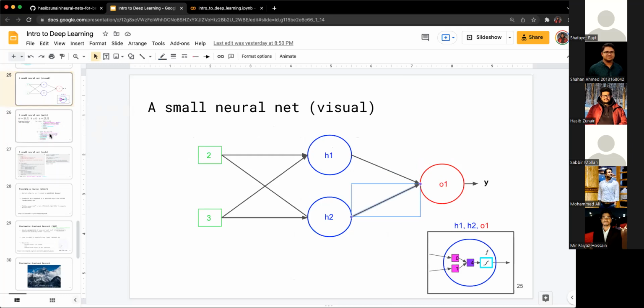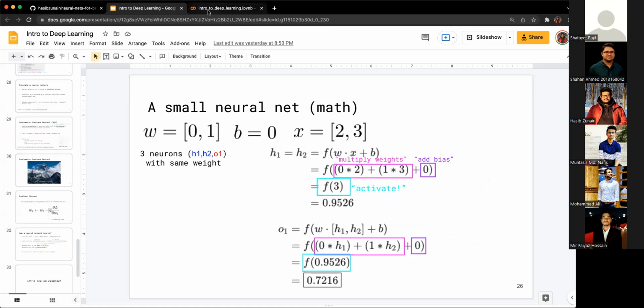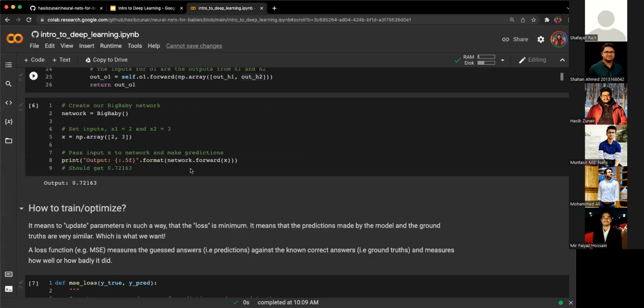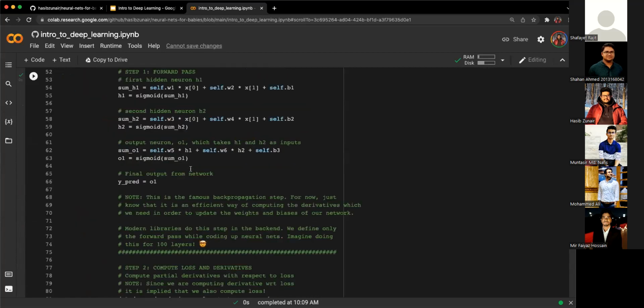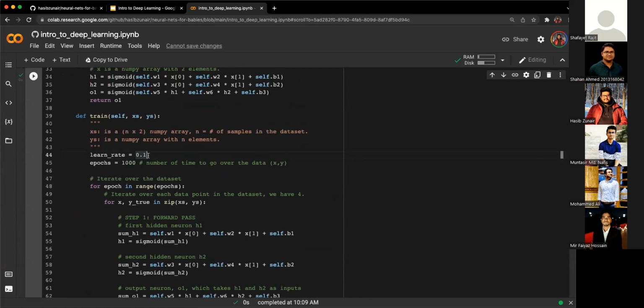I have a question. In the coded section, most likely you have assigned 0.1 as the learning rate. So for that particular data set, why is 0.1 appropriate for this example? Yes, learning rate 0.1.